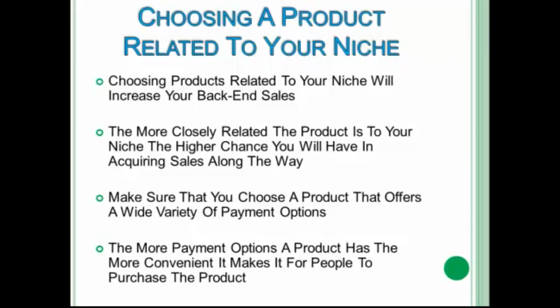You need to also keep a few things in mind when selecting an affiliate product to promote. Like I said before, you want to make sure that you are choosing products related to your niche. This, of course, will increase your back-end sales because obviously the purchaser is already interested in that particular niche or they wouldn't have purchased your product, right? Which gives them even more reason to be interested in one of your affiliates' products and possibly purchasing it as well, which means instant profits right at your fingertips. And of course, the more closely related the product is to your niche, the higher chance you'll have in acquiring sales along the way. So you want to make sure that you choose wisely.